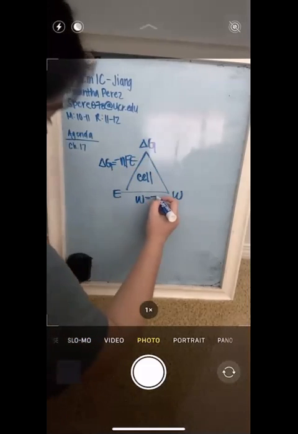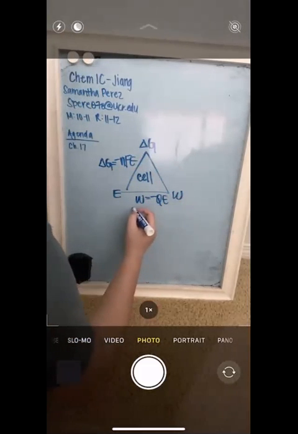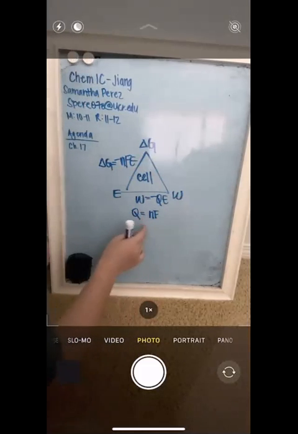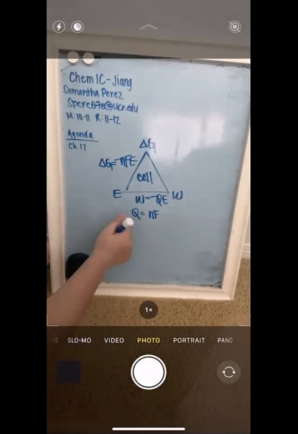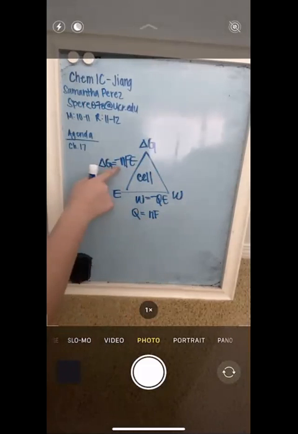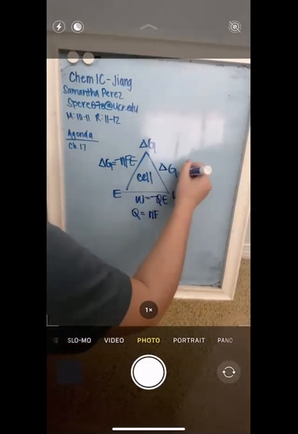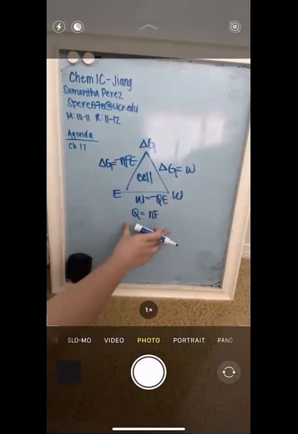And then E to work is, you can go work equals negative QE, or Q equals nF. So remember, Q is nF, and if Q equals nF, that relates back to delta G equals negative nFE, right? It's all connected. And then delta G is equivalent to W, right? And we can prove that by looking at these formulas. So if you know this triangle, you'll pretty much know how to do everything else in a math problem for this chapter.